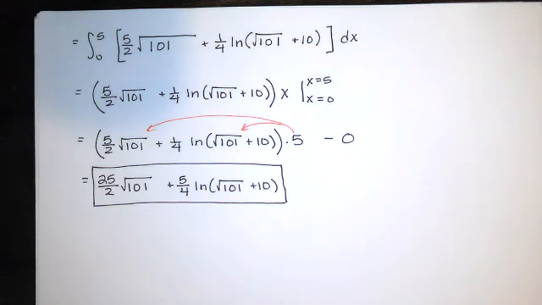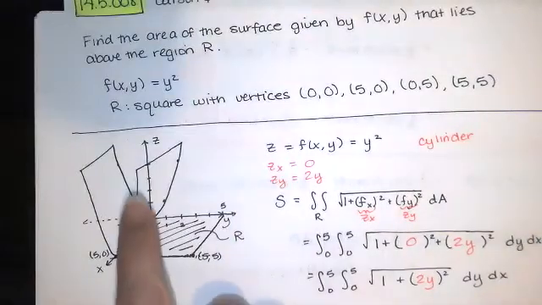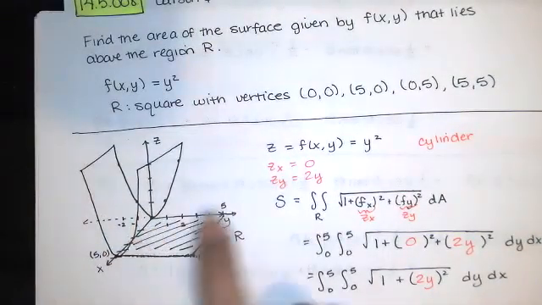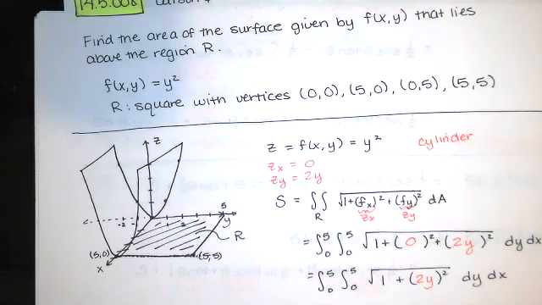And if you're wondering what does that mean, that's a number, it's a positive number. What does that number represent? It's the surface area of this guy. It's the area of z equals y squared above this rectangle in the xy plane.